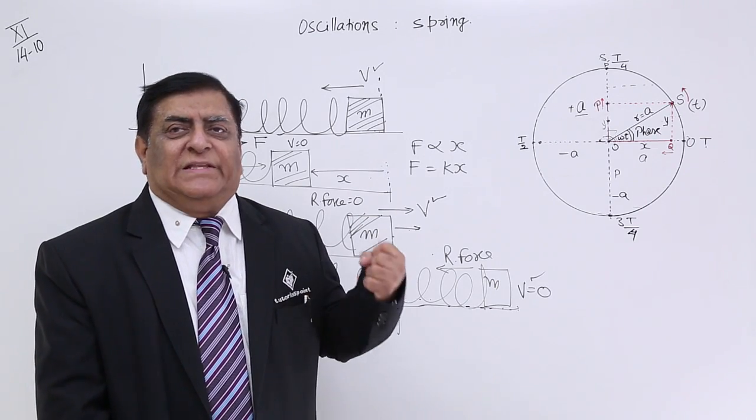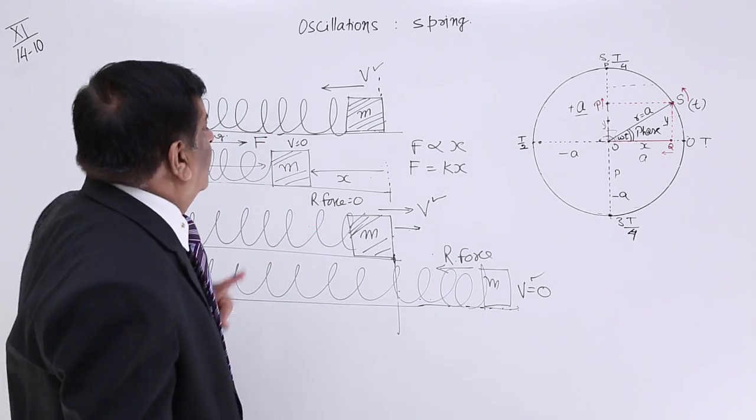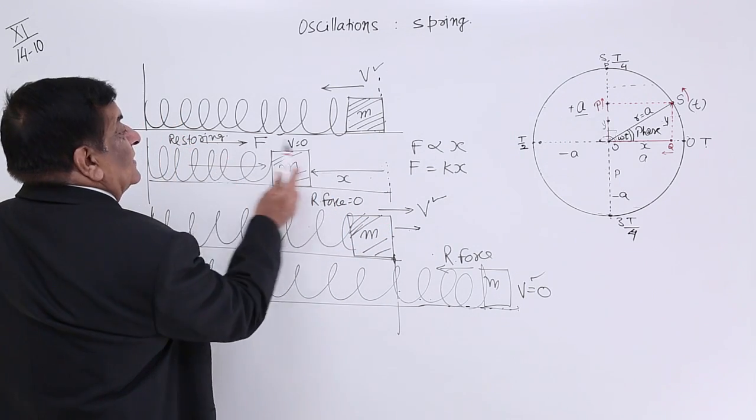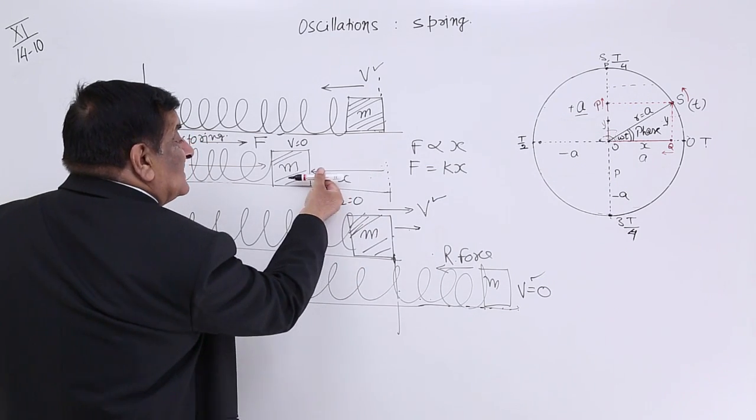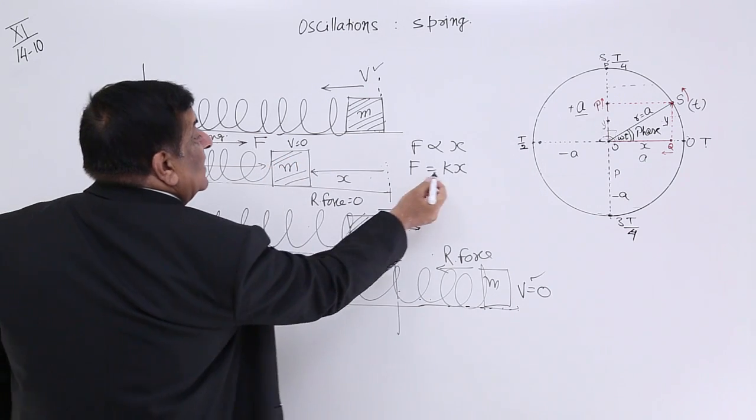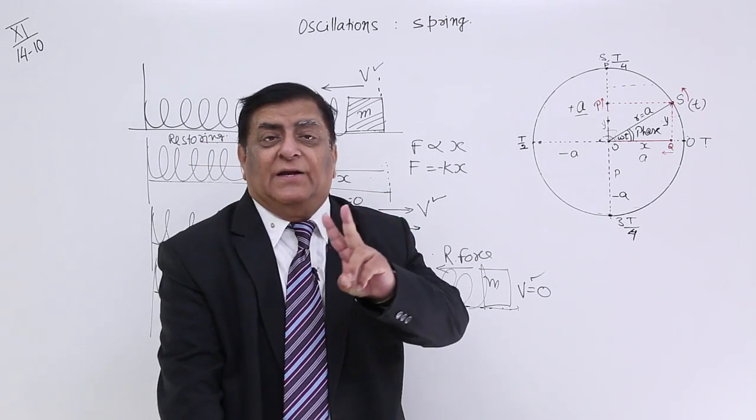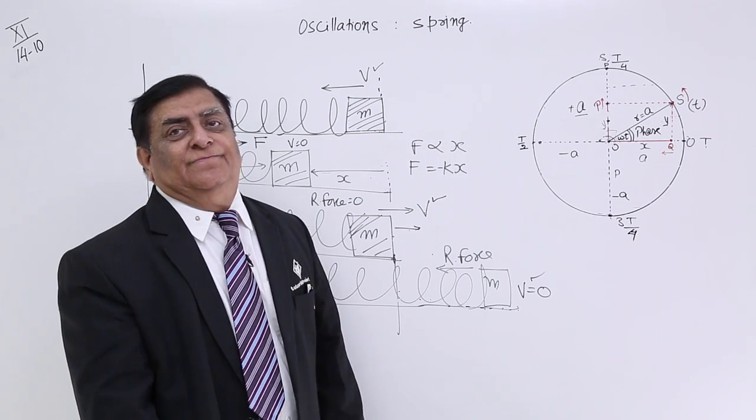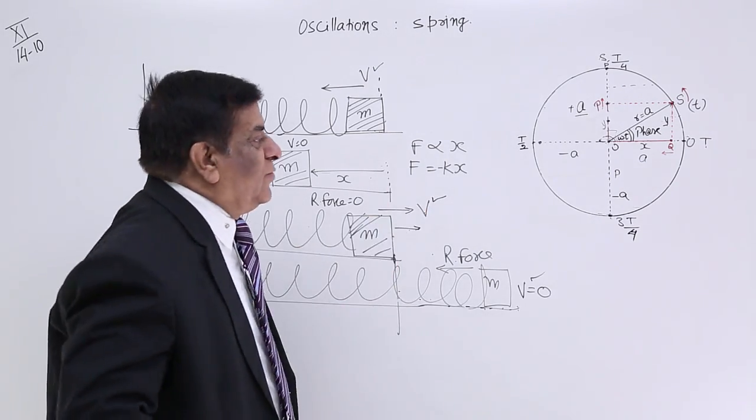Now, is it a simple harmonic motion? Here we find that the more the displacement, the more the restoring force. The displacement is in this direction, the restoring force is in the opposite direction. These are the two conditions required for simple harmonic motion. So this is a simple harmonic motion. Now we will find the expression for the time period in this simple harmonic motion.